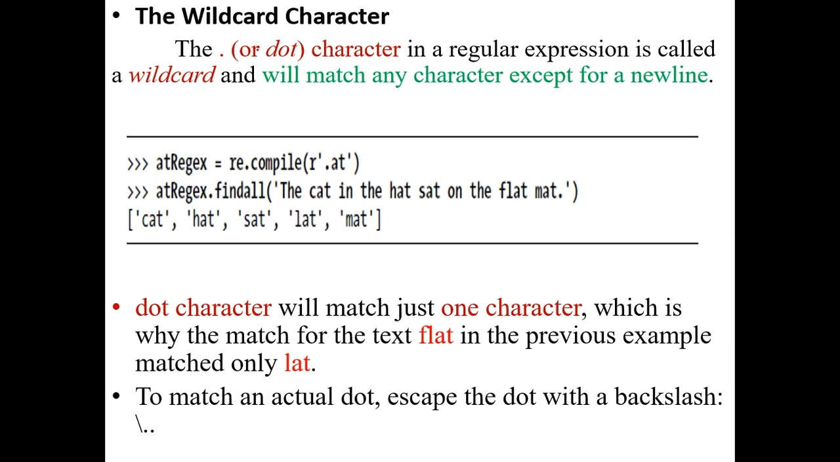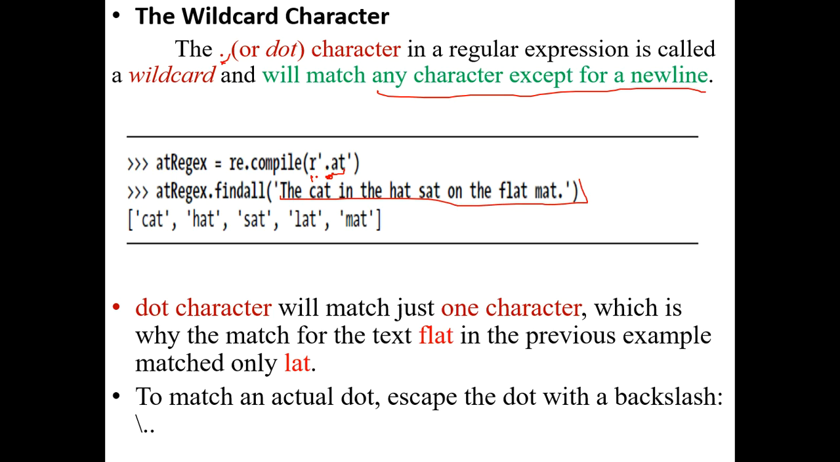Now wildcard. So the dot represents the wildcard character in a regular expression. It is going to match with any character apart from new line. It is going to match with any character, any special character, alphabet, digits, anything except new line. So here I am using dot only one time. After that I have used a pattern which is at. So from the passed string it is going to match with C.